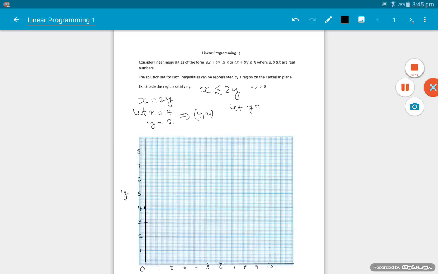Let's say let y equal to 3. Therefore, x is equal to 2 times 3, which is equal to 6. Therefore, the point (6, 3) lies on the line. We'll plot those 2 points, (4, 2) and (6, 3), and draw the straight line which passes through those 2 points.